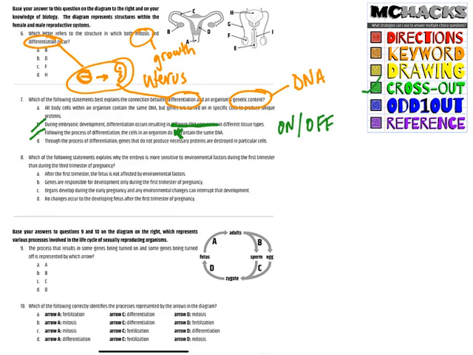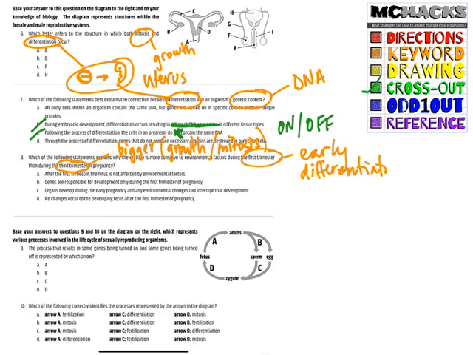Question 8. Which of the following statements explains why the embryo is more sensitive to environmental factors during the first trimester than during the third trimester of pregnancy? So, option A. So let's look here, actually. The first trimester is early, and the third trimester, if you remember from the video, the baby's just getting bigger. Okay, that's growth, mitosis. Early in the pregnancy, we're going to have differentiation.